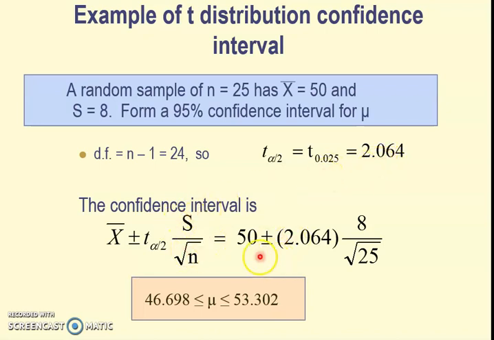So replace everything in the confidence interval formula, so we're going to get 50, which is the point estimate, plus minus from the table 2.064, and the standard error, which is the sample standard deviation divided by the square root of n. So here it means that we are 95% confident that the true population parameter mu will lie between 46 and 53.